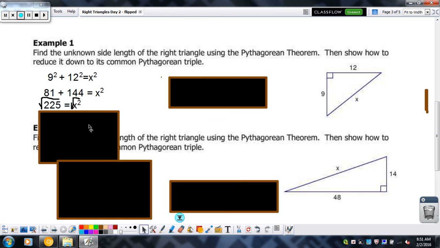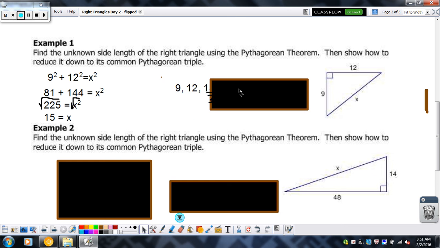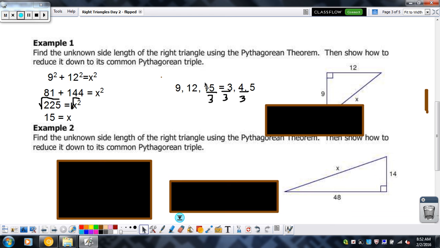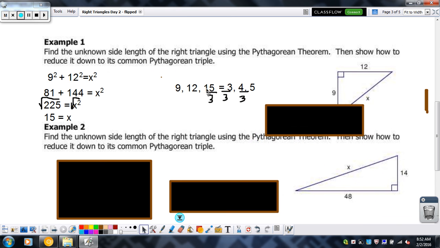Combine your like terms, 225 equals x squared. Then to undo the squared sign, we have to square root both sides to get x is 15. So that leaves me with my three numbers, 9, 12, and 15. Now I'm going to see what all three are divisible by. I can see here that all three numbers are divisible by 3. When I divide 9 by 3, I get 3. 12 by 3, I get 4, and 15 by 3, I get 5.